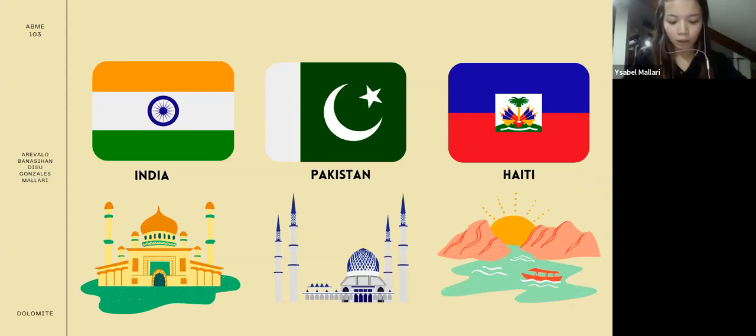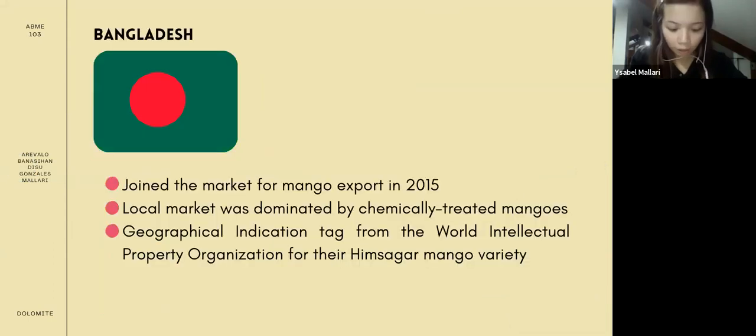Aside from being the Philippines' national fruit, it is also the national fruit of India, Pakistan, and Haiti. The following countries are those which are key players of the mango industry within the international market. Bangladesh joined the market for mango export in 2015, where their local market was once dominated by chemically treated mangoes. The geographical indication tag from the World Intellectual Property Organization was awarded to them for their Himsagar mango variety.